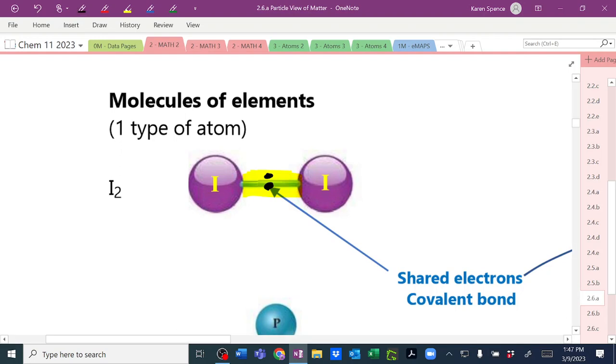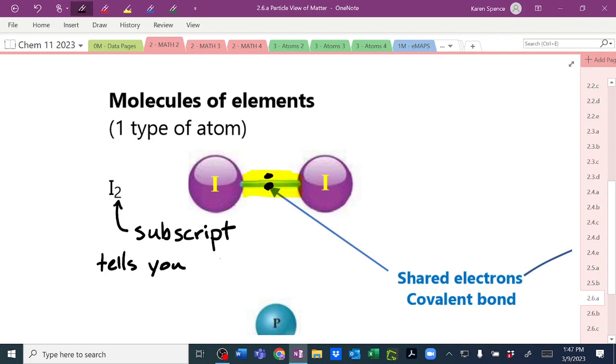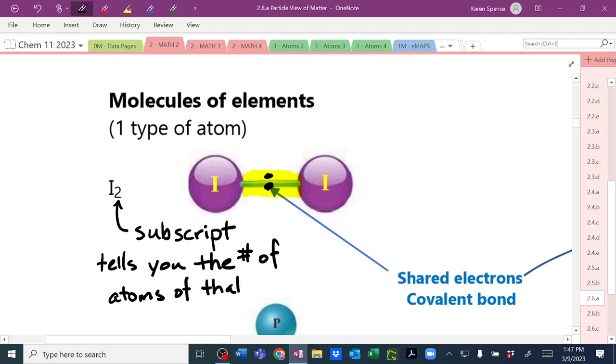And so when we write its formula, we don't just write I, we write I with a little number at the bottom. What's that called? Do you remember? It's called a subscript. And what does the subscript tell you? The number of atoms of that type, okay? So, because it's beside the I, that means we have two I's.